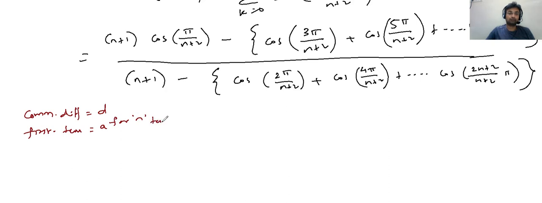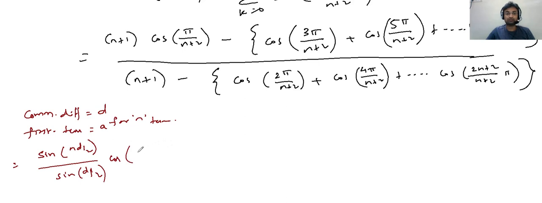terms, okay. In this particular case, the solution of this is given by, if the cosine of the angles are in AP, it's given by sine of nd by 2 whole divided by sine of d by 2 cos of first term plus last term by 2, or simply you can write 2a plus n minus 1 d whole divided by 2. That is first term plus last term divided by 2. Okay, now how I can write it for this particular equation. So let's just proceed ahead.